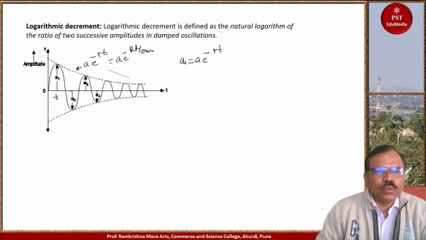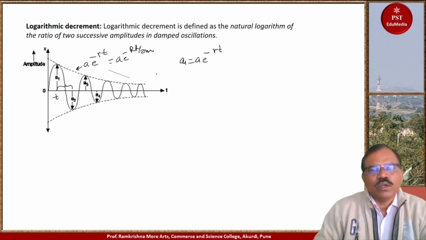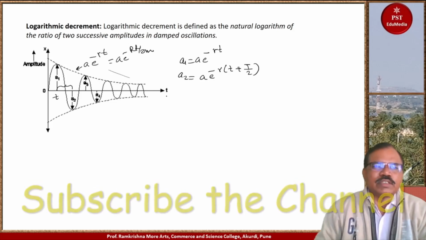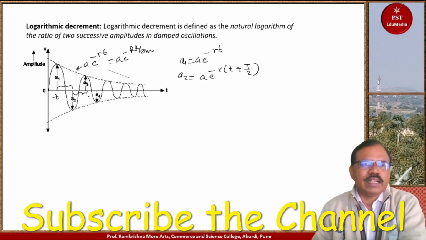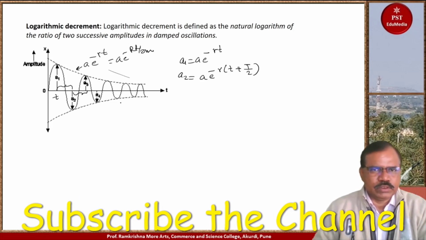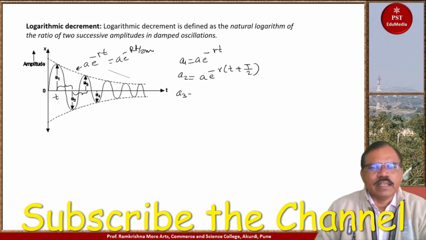What is a2? Here amplitude. Now this is half the period. So I can write a2 is equal to a e raised to minus gamma t plus T by 2, where T is period of oscillation. Then you can take here a3. So we are taking successive alternate amplitudes. So we will get a3. a3 is equal to a e raised to minus gamma t plus T.